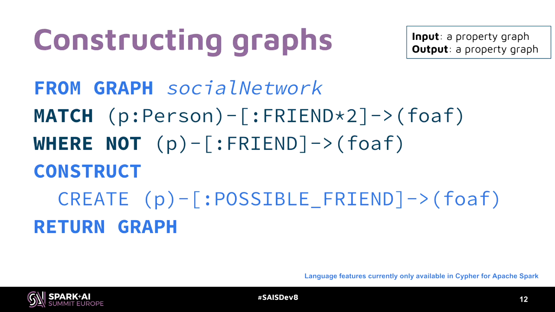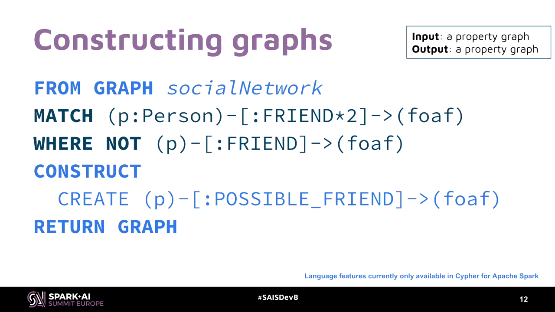And the way we extended that language is to add a construct clause that allows you to create a new graph. So in this case, it's something like the people you may know feature on Facebook, essentially saying, give me all the friends of a friend from a person, but not people that this person is already friends with. So that gives you people that the person might have met before, so possible friends.